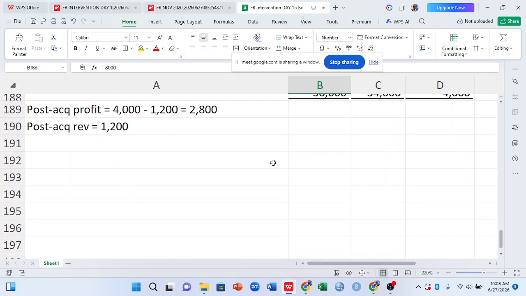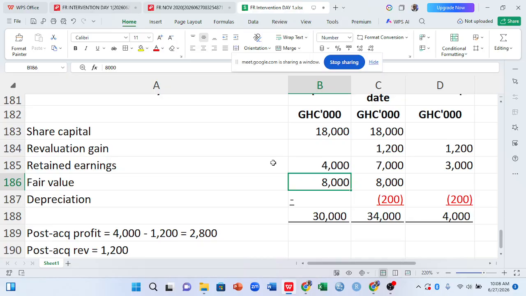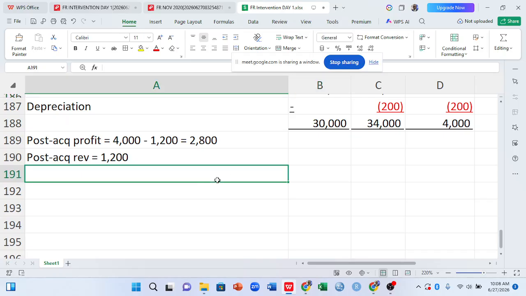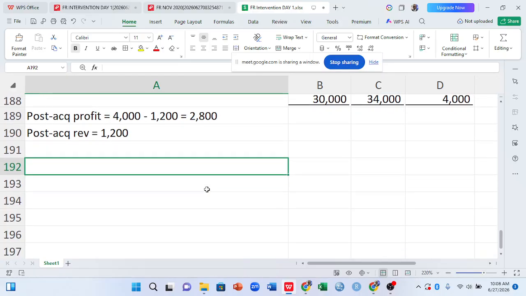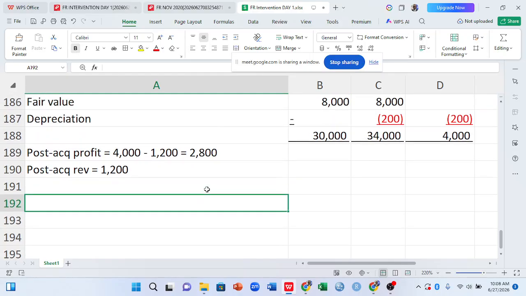Even if we weren't calculating for the statement of P&L separately, we still subtracted the post-acquisition profit. Yes, sir. In class, remember we did something like that. I'm not sure I joined that class. Okay, maybe I forgot it.